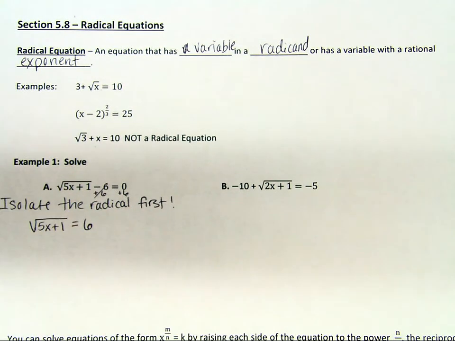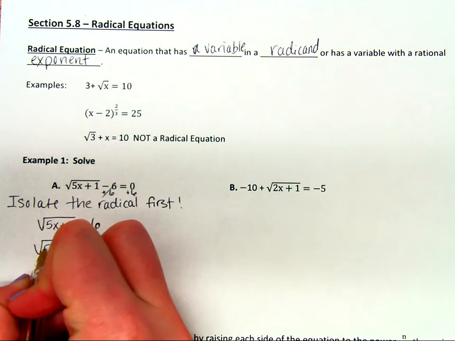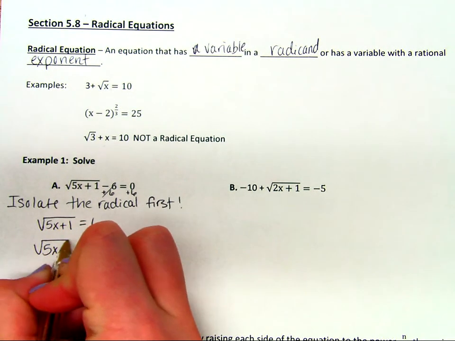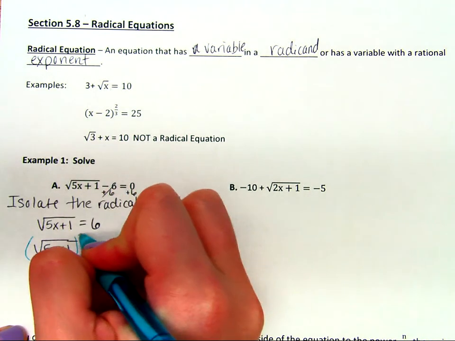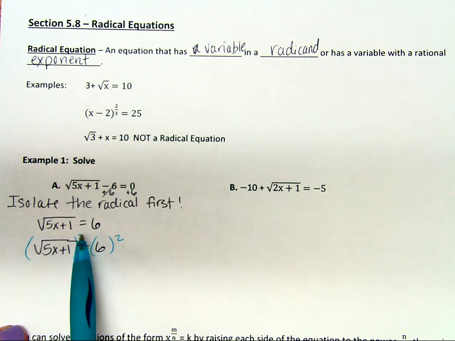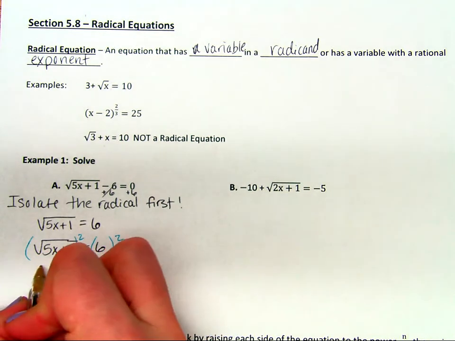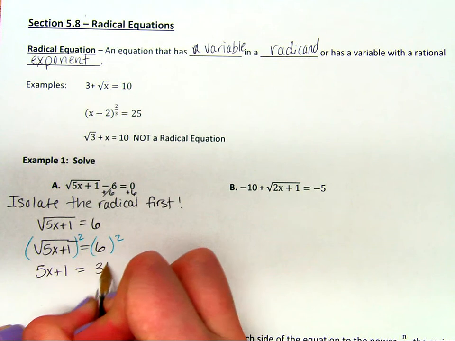Now, how do I undo a square root? Well, the inverse of a square root, the inverse operation, is squaring something. So what I'm going to do, here's my original equation, I'm going to square both sides of my equation. And now I have the square root of something being squared. Those two operations undo each other. So I'm just left with 5x plus 1 equals 6 squared, which is 36.